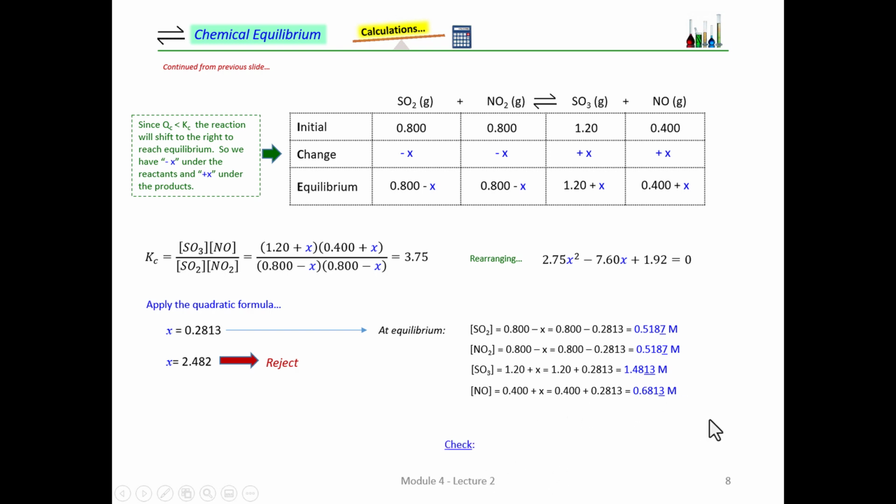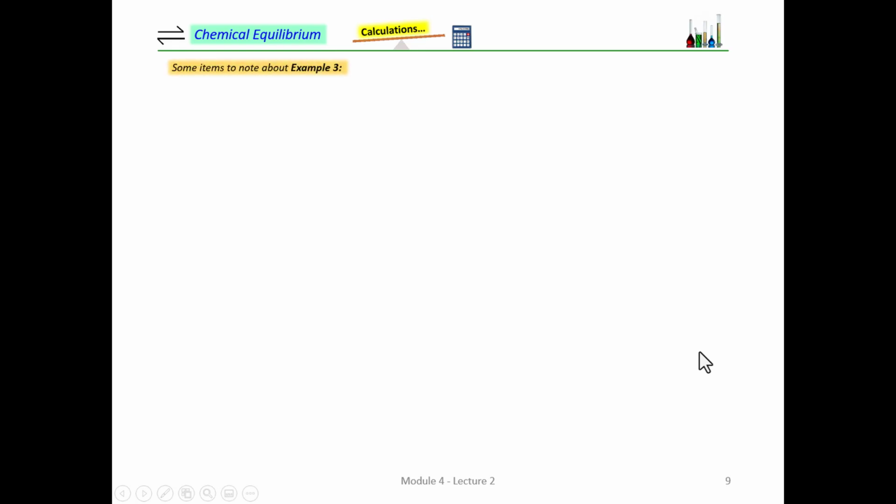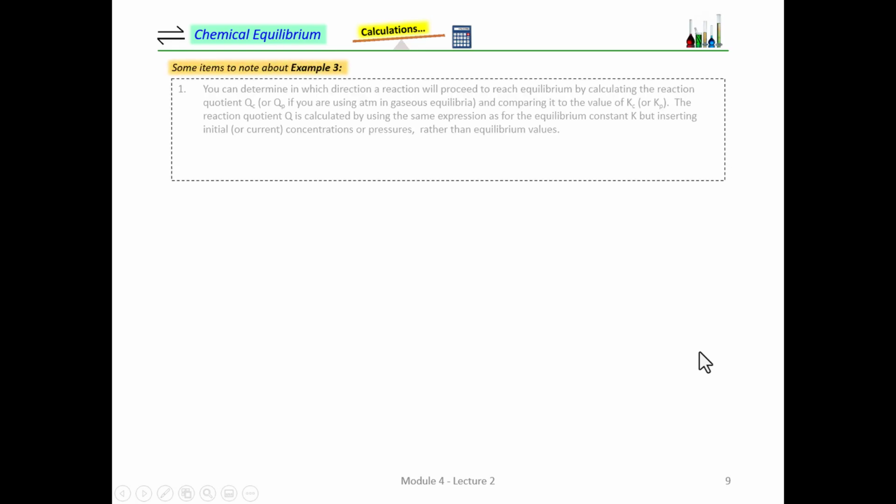We can check our values here. If we put our equilibrium concentrations into the equilibrium constant expression, we get a KC of 3.74. We should have 3.75. That's close enough for a check. Some items to note about the example we just did.